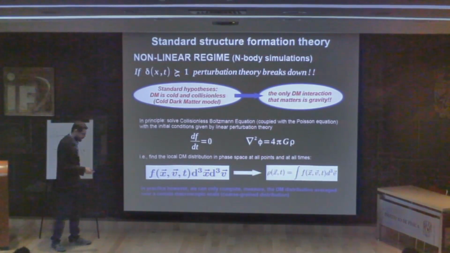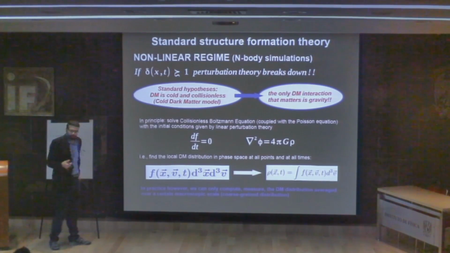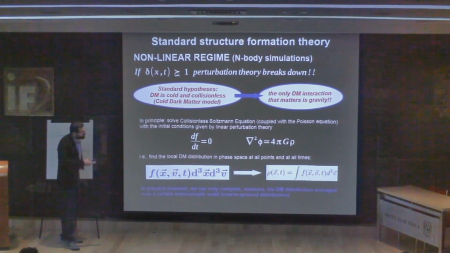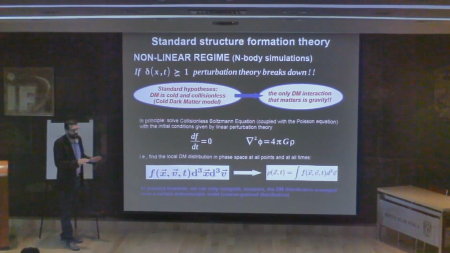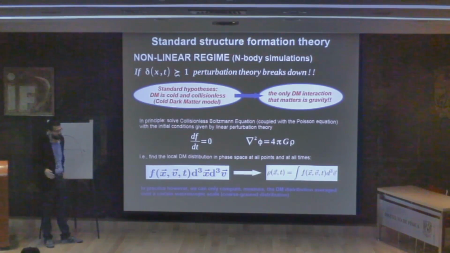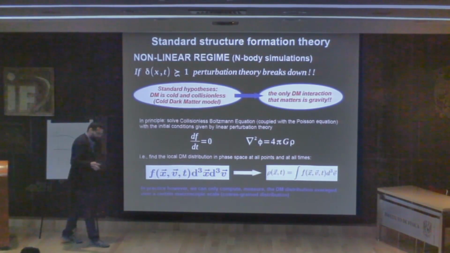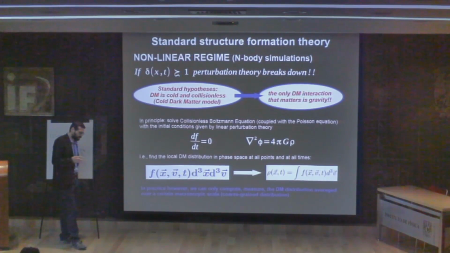How do you proceed after that? As I said, you do it with N-body simulations. So just to remind you, you are always within this hypothesis that dark matter is cold and collisionless. And another way to think about it is basically saying, okay, I don't care what the dark matter particle is. All I care about is its gravity. And that really has been the cornerstone for the development of a structure formation theory in the last 20, 30 years.